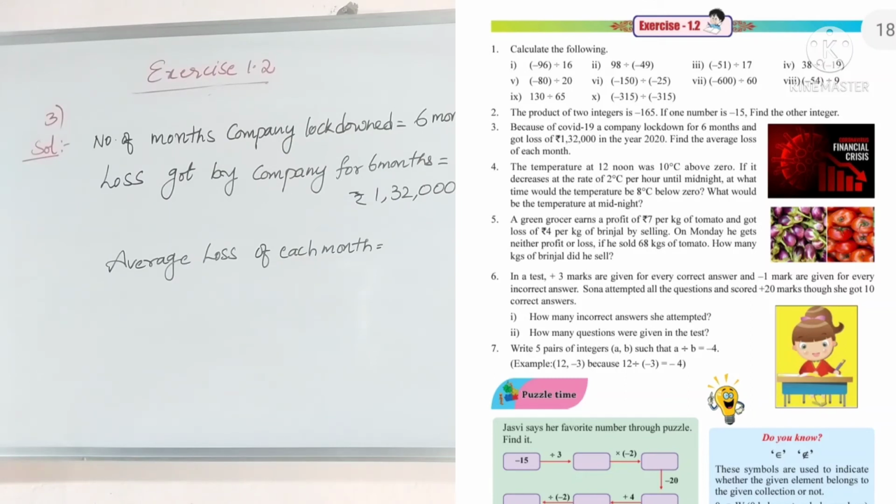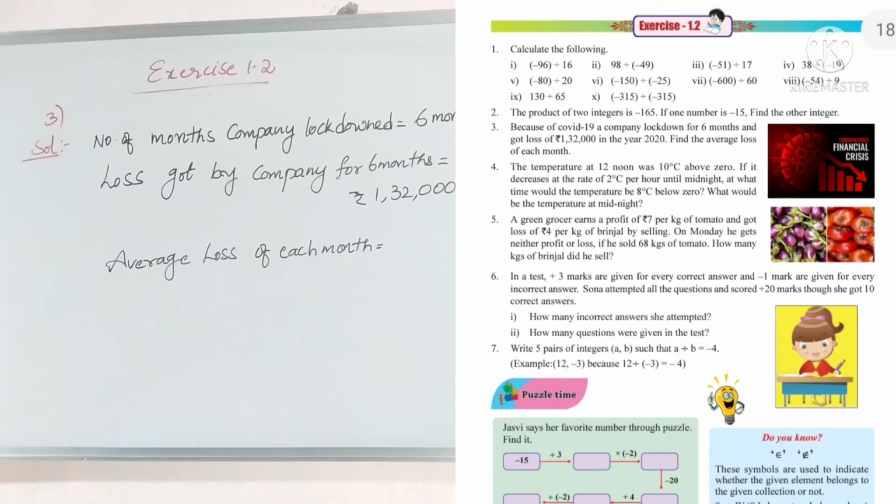Okay. In the year 2020, that means when you were in 6th class, lockdown came. In that lockdown, a company got a loss of rupees 1,32,000. So how many months did that lockdown go on? 6 months. The question is, find the average loss of each month.